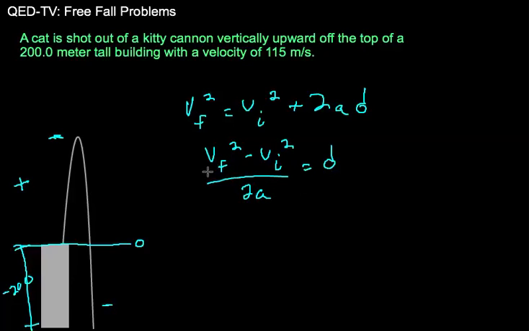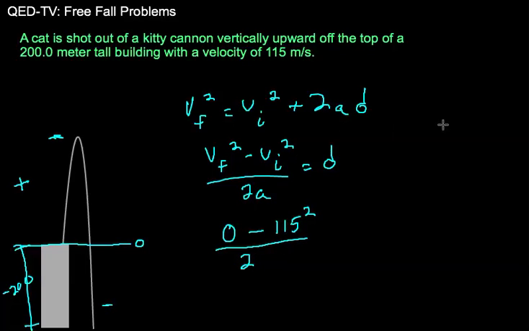So what is the final velocity? Well, the final velocity up here at the top is where we're trying to go. We're trying to figure out how high this goes up. The final velocity up here is going to be 0. So I can put in 0 there, minus my initial velocity, which was positive 115, squared, divided by 2 times a.